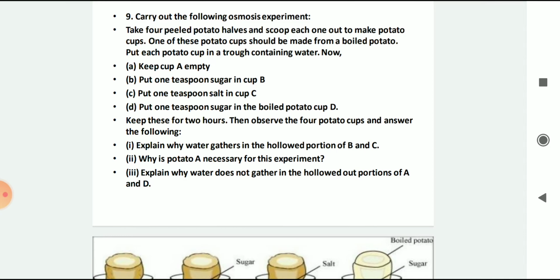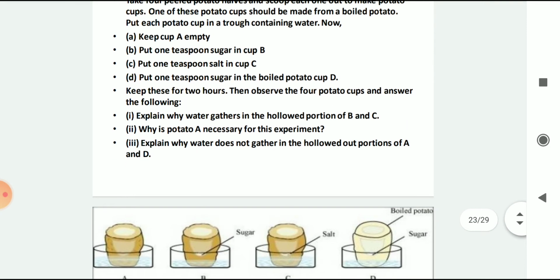देन जब हम इसे ऑब्जर्व करते हैं तो what we find that water gathers in the hollowed portion of B and C. बी और सी का जो ये होलोड पोर्शन था नीचे का, यहाँ पे वाटर गैदर हो गया है. Why is potato A necessary for this experiment? द क्वेश्चन इज कि जब हम पोटैटो ए में कुछ कर ही नहीं रहे हैं तो क्या जरूरत है कि हम उसे एक्सपेरिमेंट का पार्ट बनाएं.